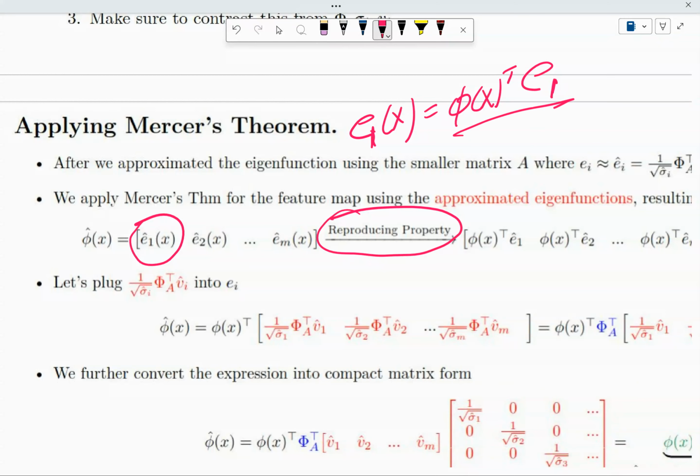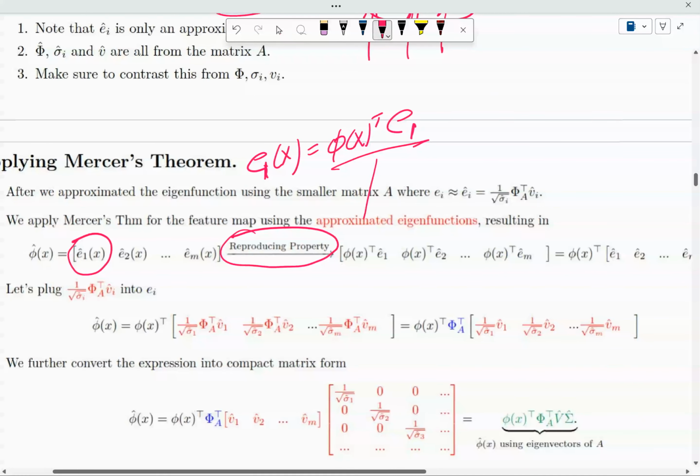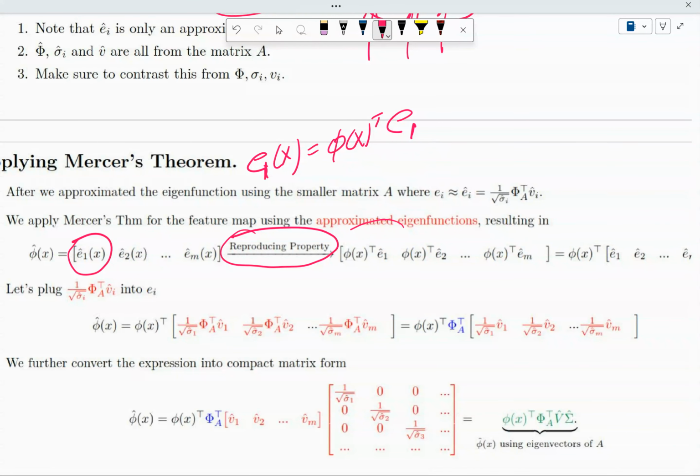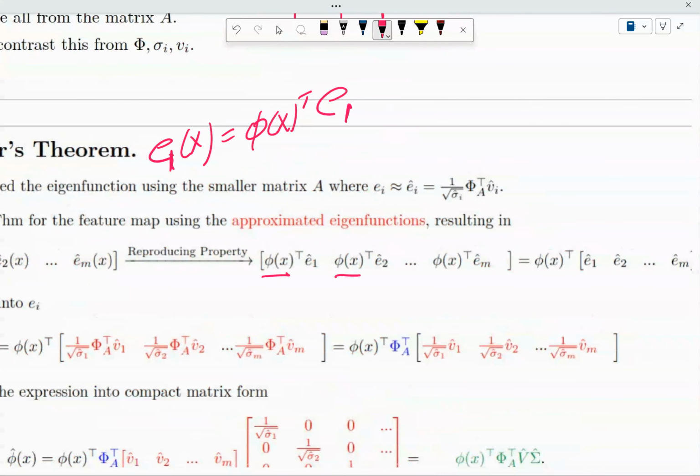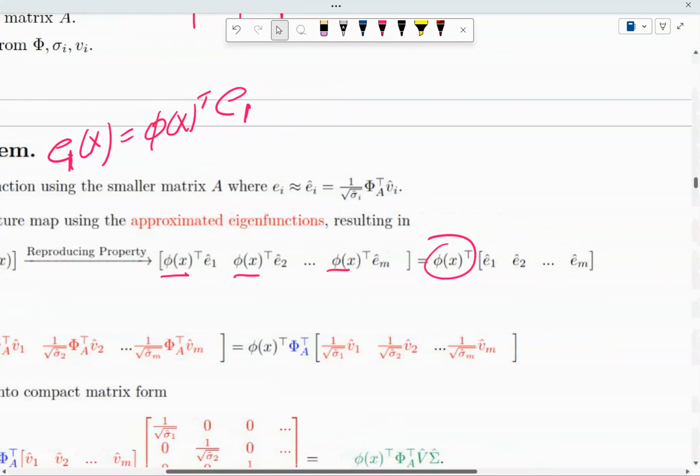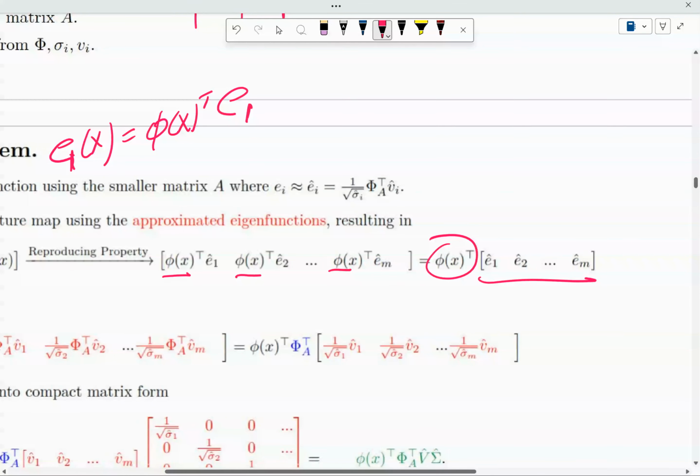So let's copy this down for every one of them. Eigenfunction 1, eigenfunction 2, all the way to eigenfunction m. So we have all the eigenfunctions. Once you have all the eigenfunctions, notice how phi is the same. So we can pull phi out, and here are our approximate eigenfunctions.